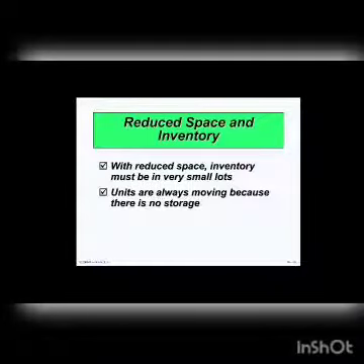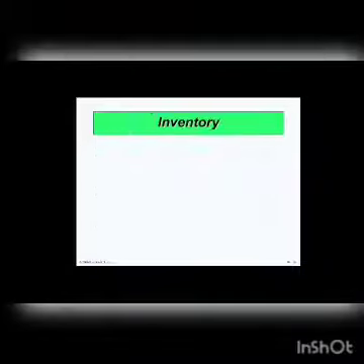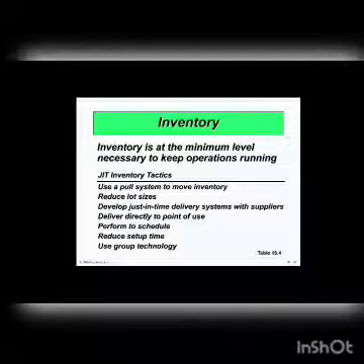Reduced space and inventory. With reduced space, inventory must be in very small lots. Units are always moving because there is no storage. Inventory is the minimum level necessary to keep operations running. You know what is inventory? There can be three kinds of inventory: raw material, work in progress, or finished goods. So in a JIT system or a lean system, finished goods are not stocked at all. They reach the customer immediately.